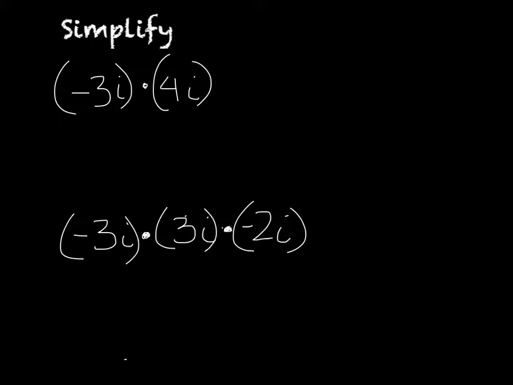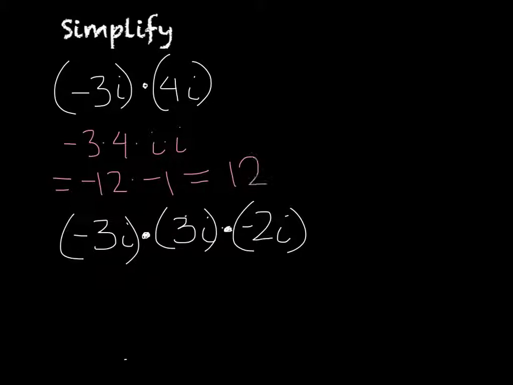Simplify negative 3i times 4i. We can use the commutative property of multiplication and rewrite this as negative 3 times 4 times i times i. So the first two terms multiply to negative 12, and i times i is equal to negative 1. So we end up with 12 as our answer.